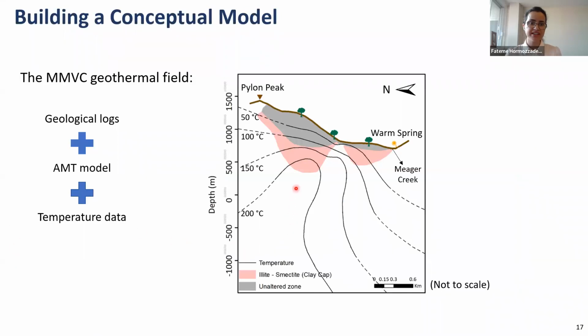So we added these contour maps to build this part of the conceptual model. These are the temperature data showing how temperature changes from 50 to 200 degrees Celsius in this slice of the model. The dashed contours shown here mean that we didn't have the temperature data in these areas and it was just based on interpolation, but the solid lines were from the temperature logs.